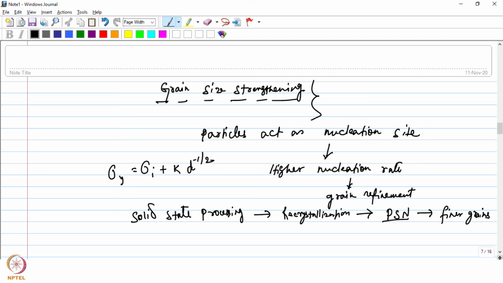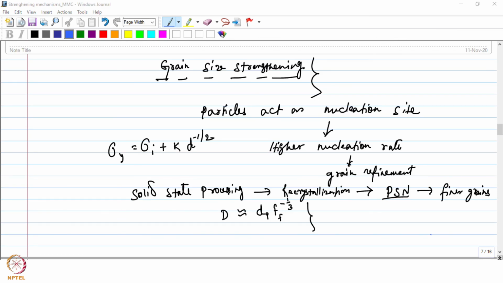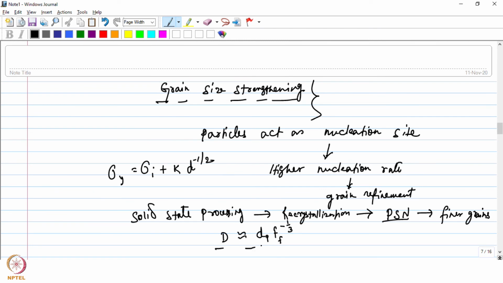The resultant grain size D can be approximated by this particular expression, where dp is the particle size and f is the volume fraction of particles. Right, so this can even happen during solid state processing also.